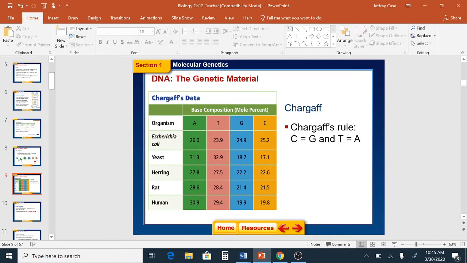and then the same with T and A. Now we're dealing with DNA here. That's why there's the T. So the thymines and the adenines should be the same or very, very close to the same. So you see the percentages based on the different bases within the DNA structure, and the A's and the T's are significantly close, and the G's and the C's are significantly close.